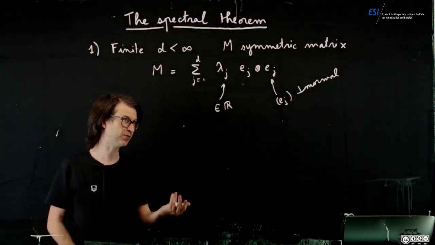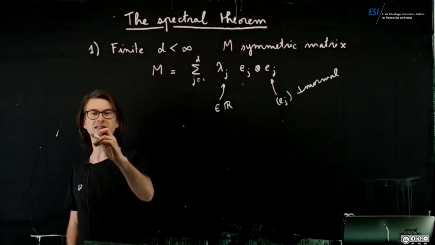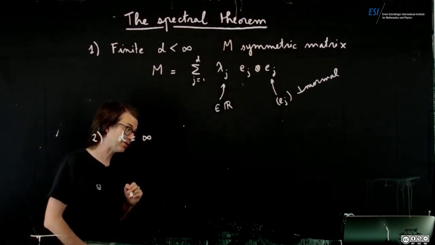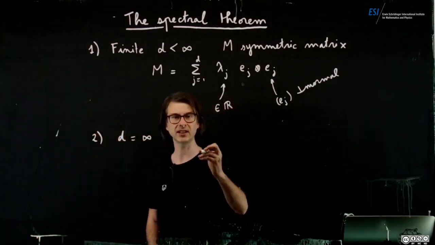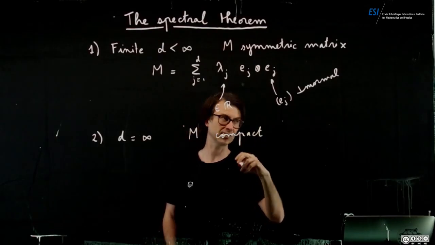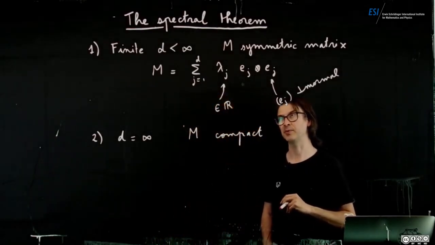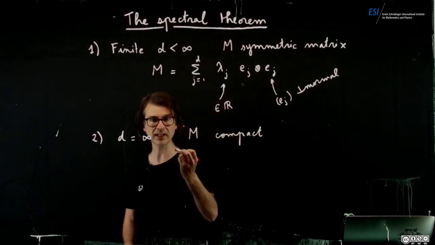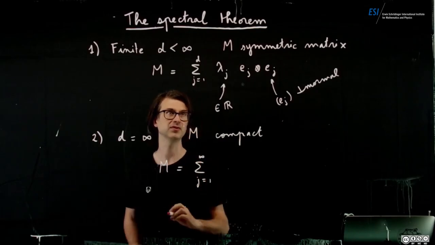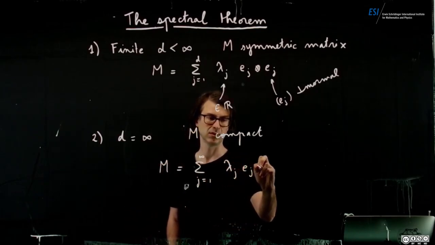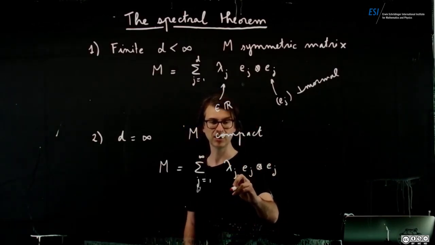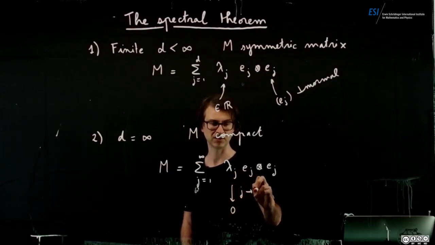So now let's move on to infinite dimension. The easier case, dimension d equals infinity, is when you have only discrete spectrum, and that's the case, for instance, if M is compact. So M is a compact operator on a Hilbert space, which is self-adjoint. Then you can also write M as the sum, this time going to infinity, and the only difference is that now the lambda j go to zero as j goes to infinity.